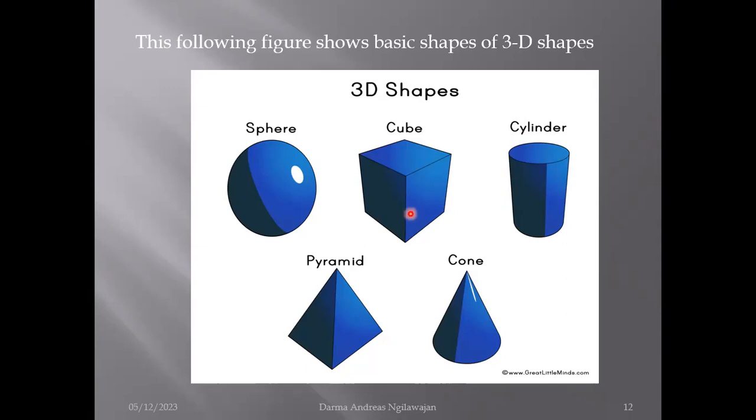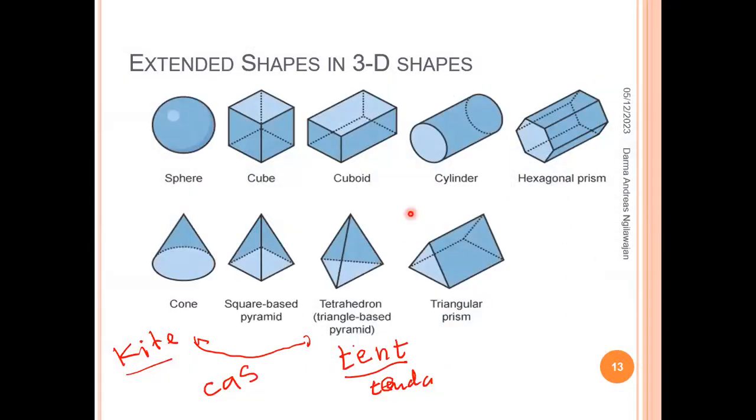Hafal ya? Okay. Sphere, cube, cuboid. Ya, kalau balok itu cuboid ya. Cube, kubus ya. Cuboid, balok. Cylinder, tabung. Hexagonal prism, prisma segi 6. Cone, kerucut. Square based pyramid, limas segi 4 ya.